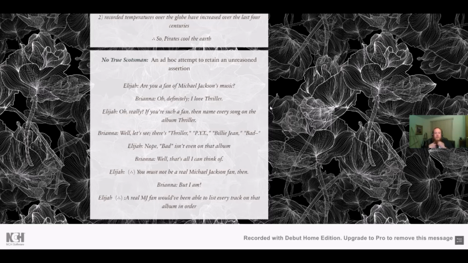No true Scotsman. Because what you're doing is saying, here's a specific definition of what I think it means to be something, and it must be that thing because I said so. Not because of any definition that exists out there, but simply because you said so.